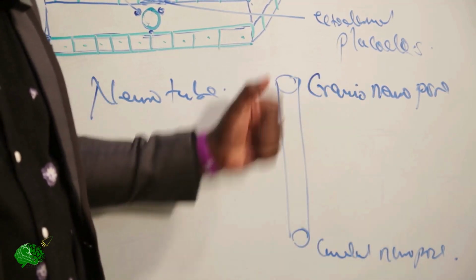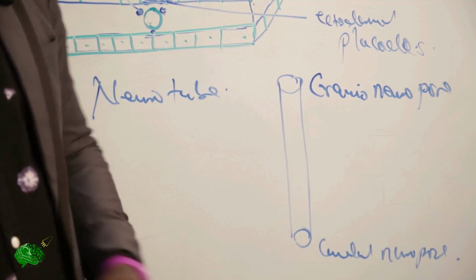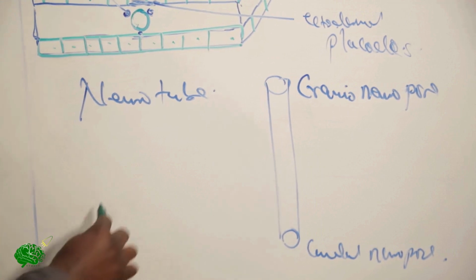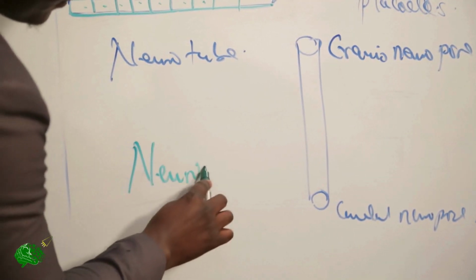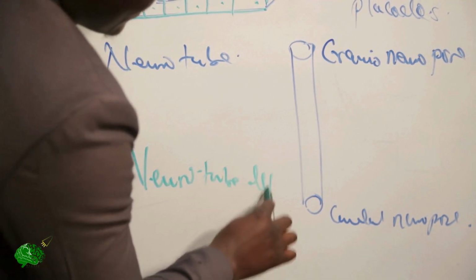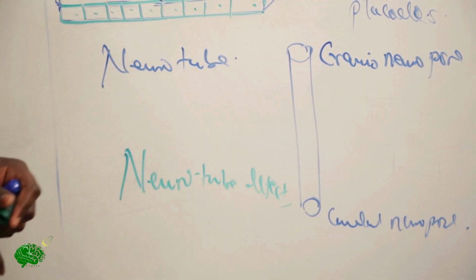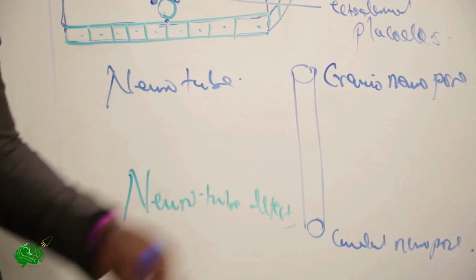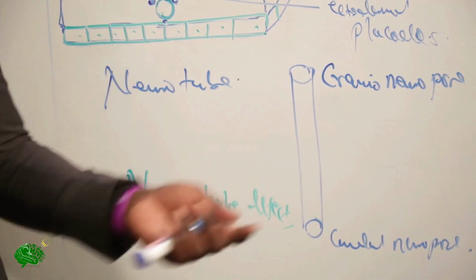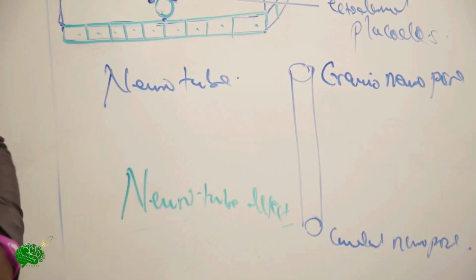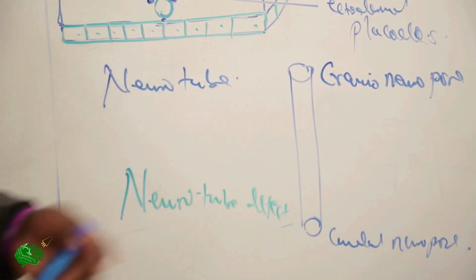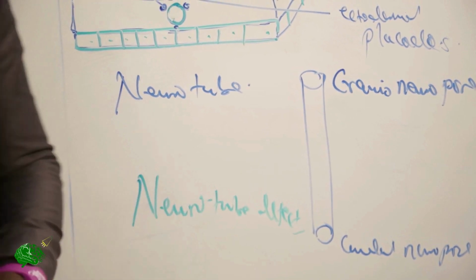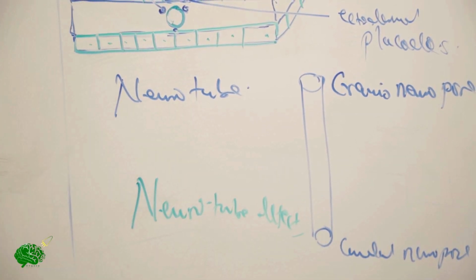Failure of complete neurulation or closure of these neuropores will form what we call a neural tube defect. So what would contribute to failure of this closure? It may be as a result of folic acid deficiency. It might also be as a result of genetic factors, because the genes play a very essential role in this particular aspect of neurulation that I've talked about.